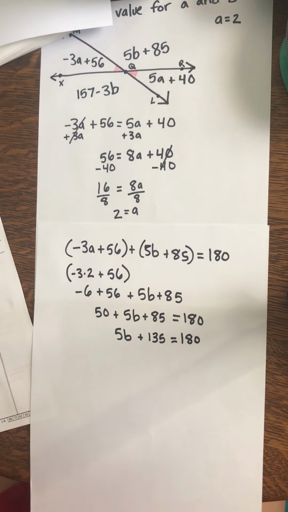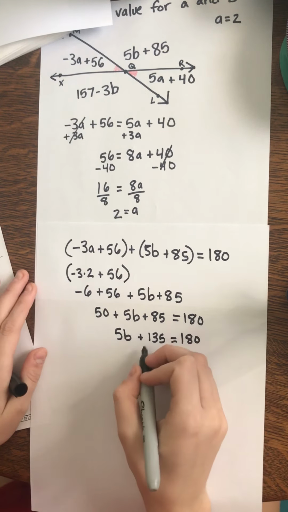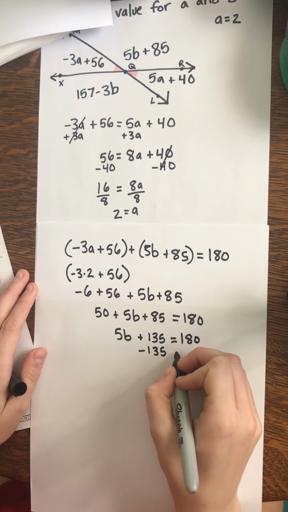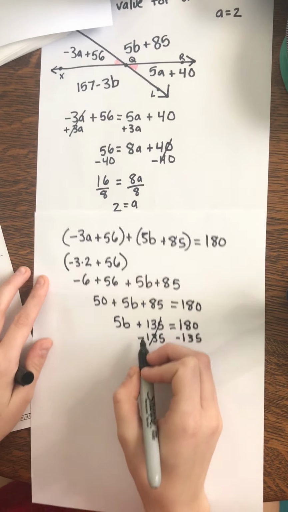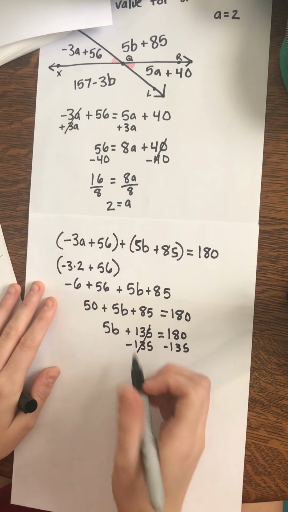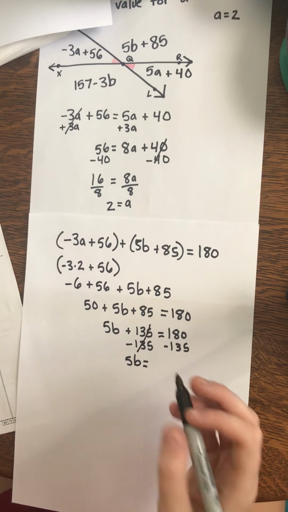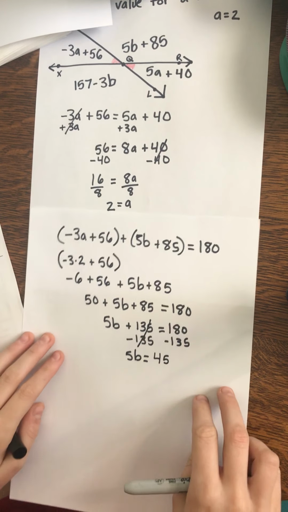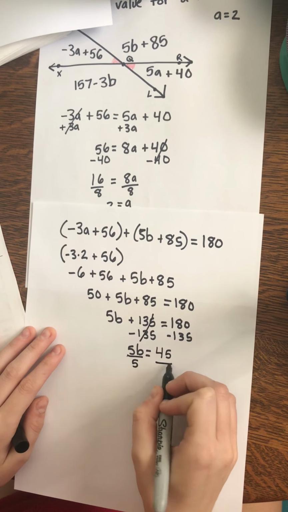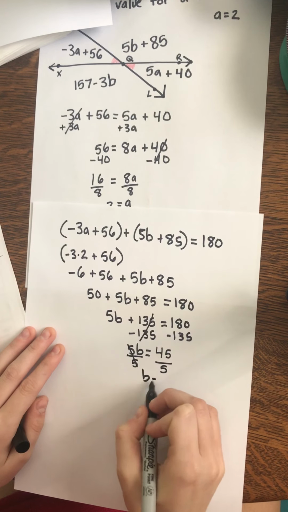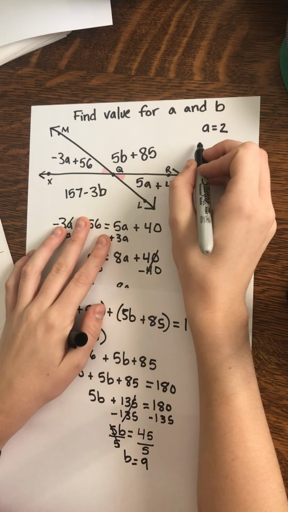This is a one-step equation. We know how to solve one-step equations. First, we deal with the whole number. What's the opposite of adding 135? Subtracting 135. And if I do it to one side, I do it to the other. 135 minus 135 is 0. 5b equals 180 minus 135, which is 45. My last step is I want to get rid of the 5. The opposite of multiplying by 5 is dividing by 5. Divide both sides by 5, and I get b equals 9. So a equals 2 and b equals 9.